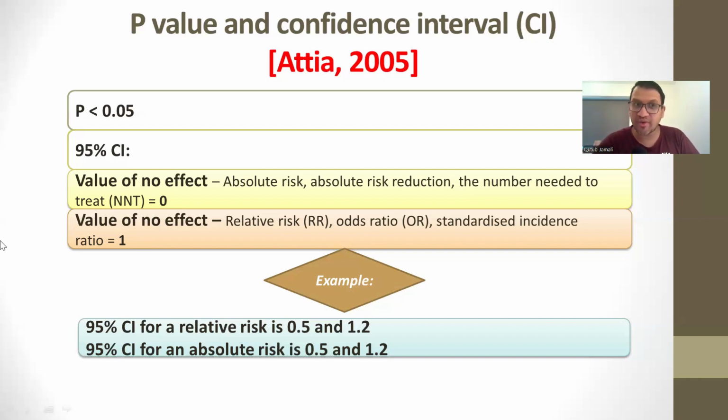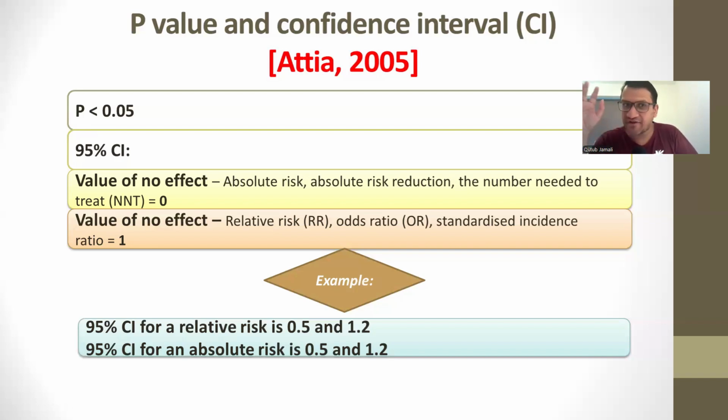So when you're reading the p-value and the confidence interval, first the p-value, then the 95% confidence interval, then you need to know the value of no effect, and then you see the numbers in the confidence interval, and you see where the value of no effect is, and that is how you determine whether this data is statistically significant or not.